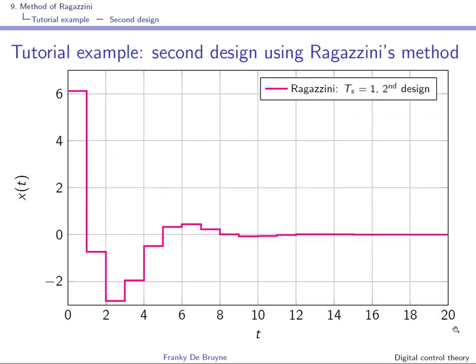Well, if you look at the control energy with this second Ragazzini design, you can see also that things look very different. So you do not have anymore this alternation of signs in the control, and this is a well-behaved controller output.